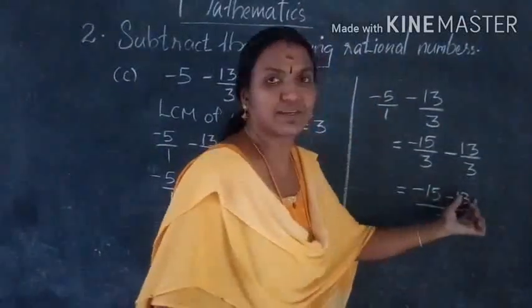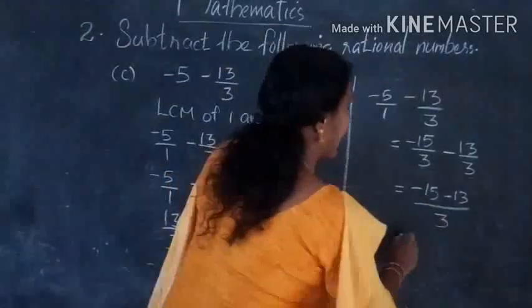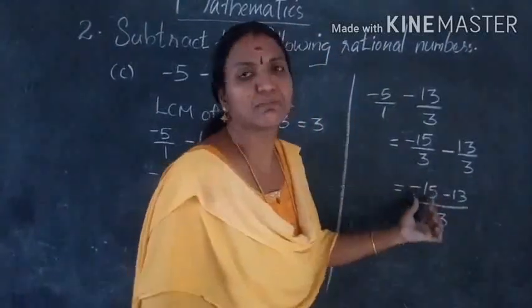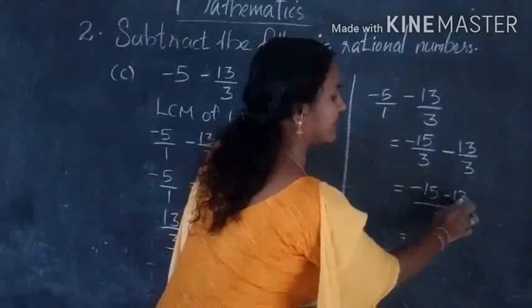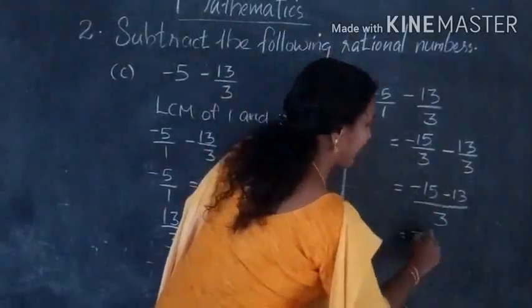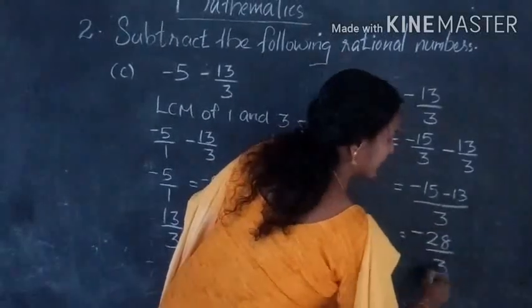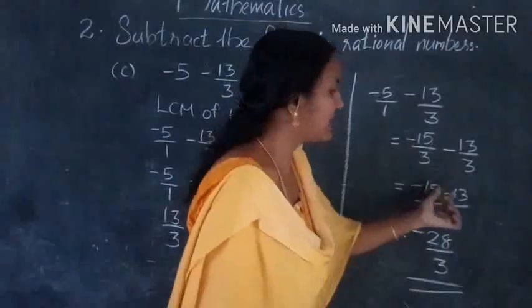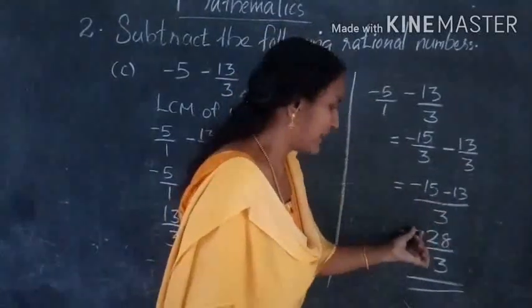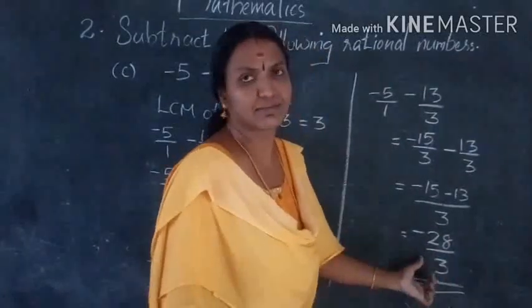Minus 15 minus 13. How to add the negative numbers? We add the numbers first and put the minus symbol. 15 plus 13 is 28. And we put one minus symbol. Minus 28 divided by 3. Minus 28 divided by 3.